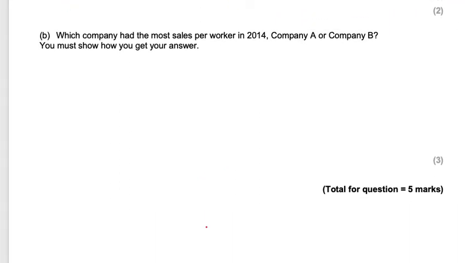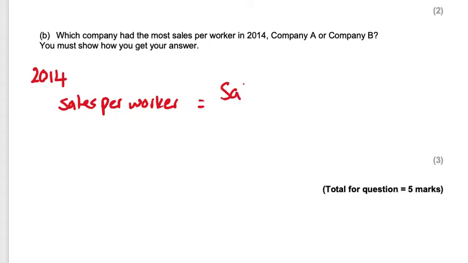Which company had the most sales per worker? Well, what we're looking at here, we're looking in 2014. We're looking at the sales per worker, and the formula sales per worker equals the total sales in 2014 divided by the number of workers. So what we're looking at for company A.